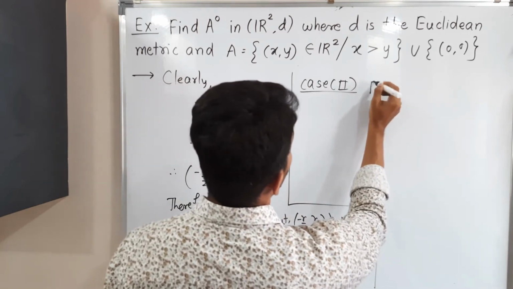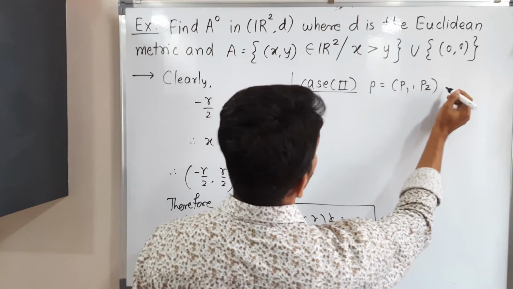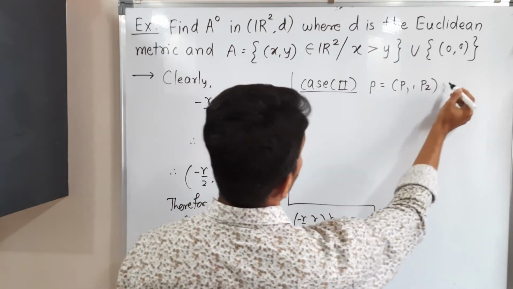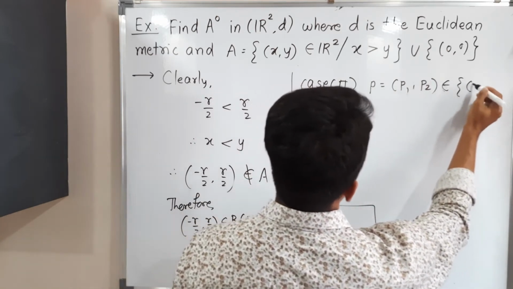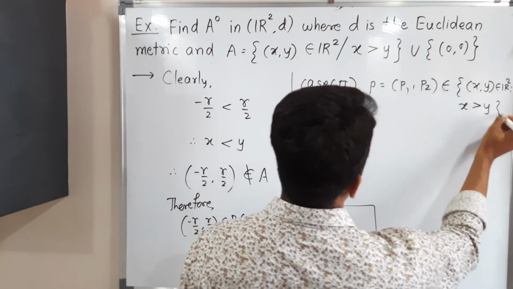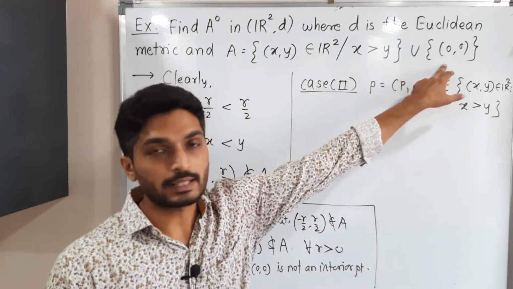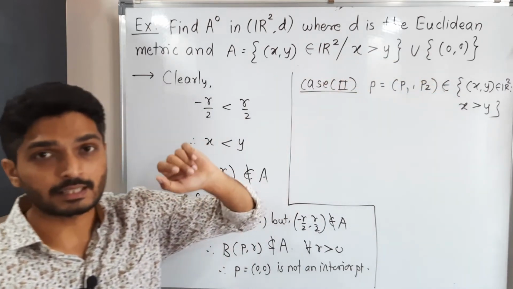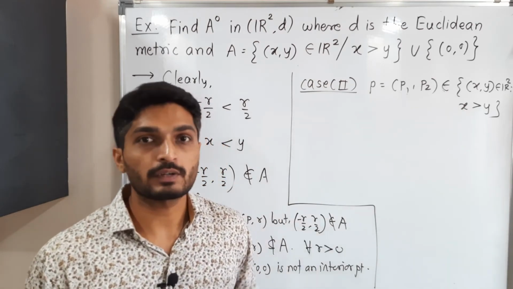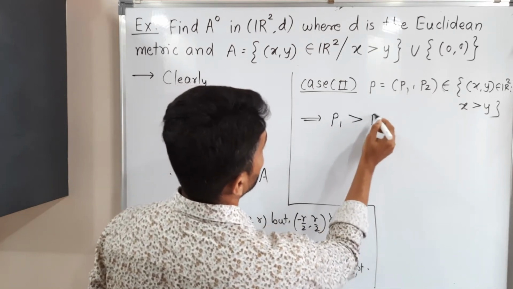Case number 2. What is our second case? The second case is P, which is (P1, P2), belongs to the set of (x, y) in R2 such that x is greater than y. The first case was P belonging to the part (0, 0), which is not an interior point. Now I'm discussing the second case, that P belongs to this part. Obviously P satisfies that condition: x is greater than y, that means P1 is greater than P2.